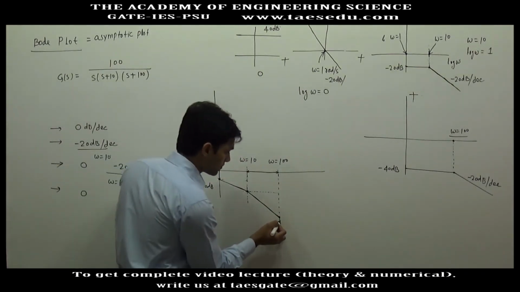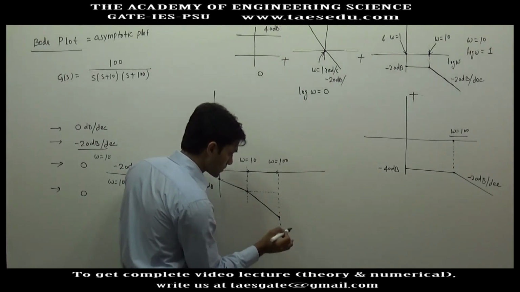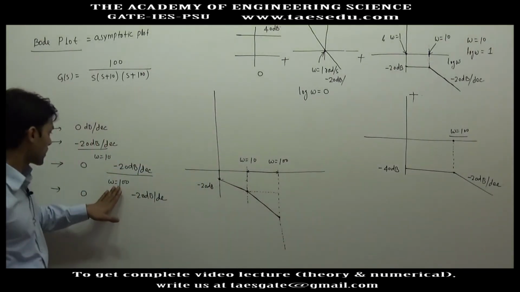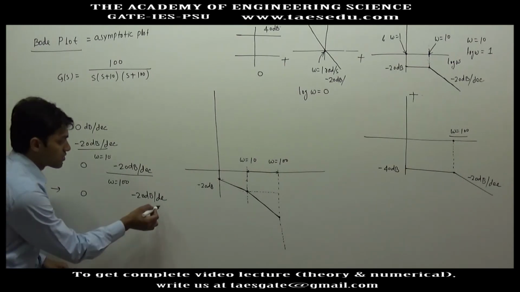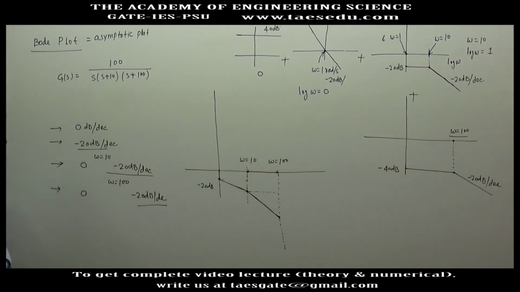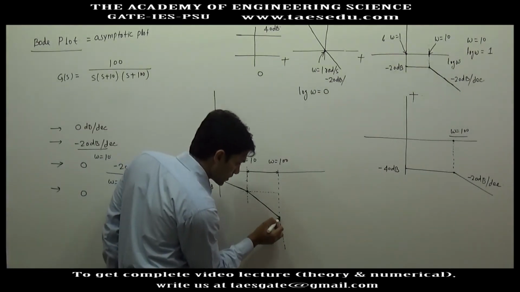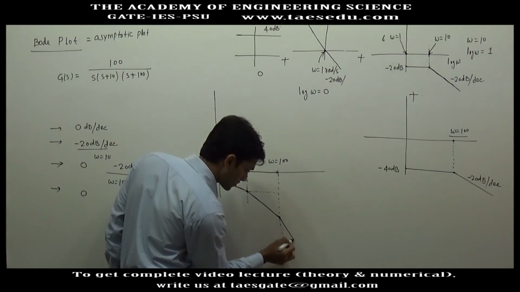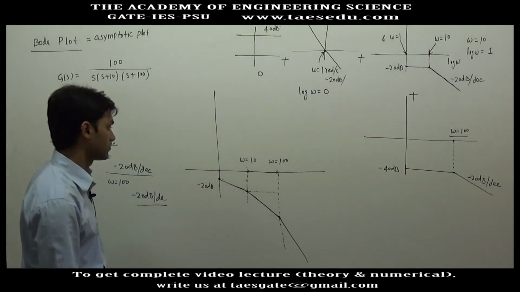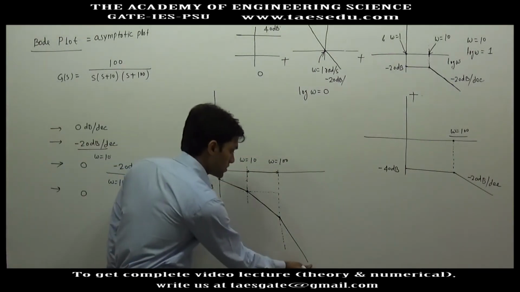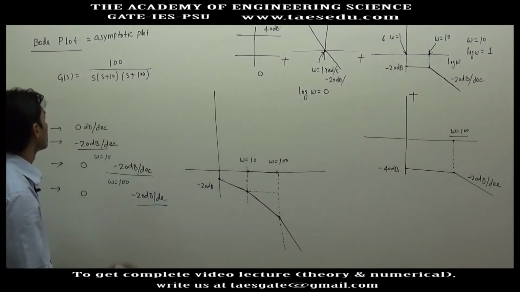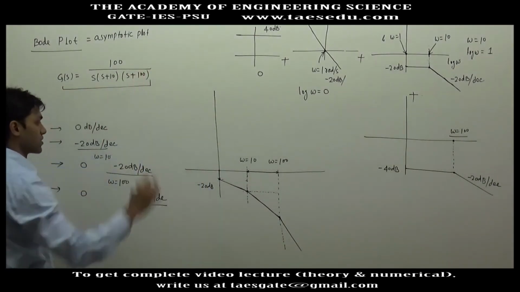And after that, after omega equal to 100, this will also start giving a slope of minus 20 dB per decade. So the slope will be minus 20, and minus 20. The slope will be minus 60 dB per decade. So this is the asymptotic Bode plot of this transfer function.